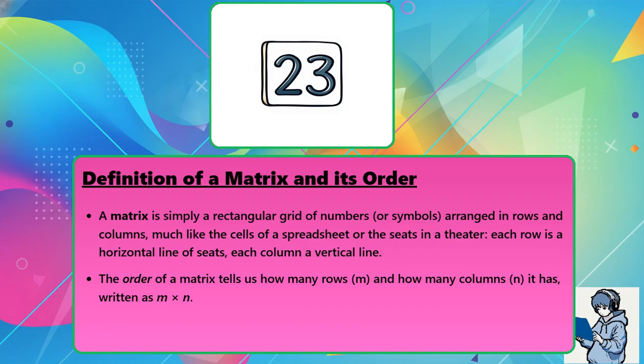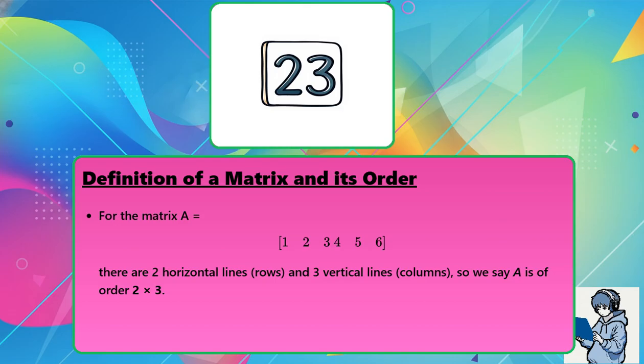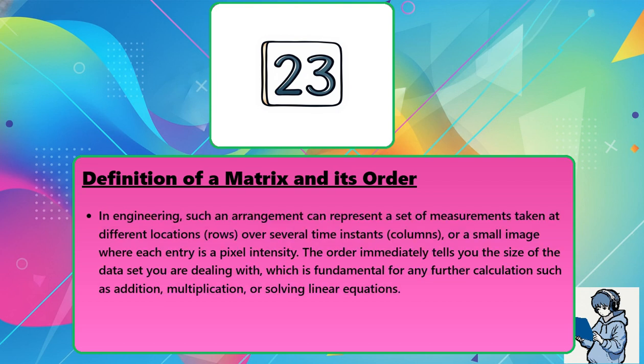For the matrix A equals a 2 by 3 matrix with entries 1, 2, 3 in the first row and 4, 5, 6 in the second row, there are 2 horizontal lines, rows, and 3 vertical lines, columns, so we say A is of order 2 by 3. In engineering, such an arrangement can represent a set of measurements taken at different locations.